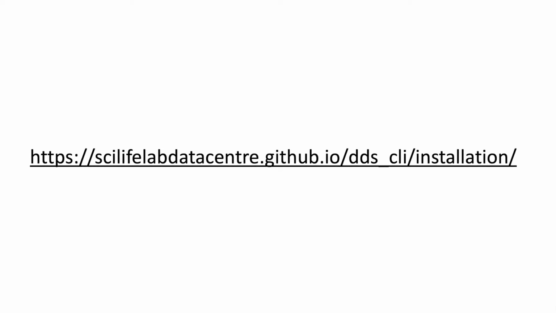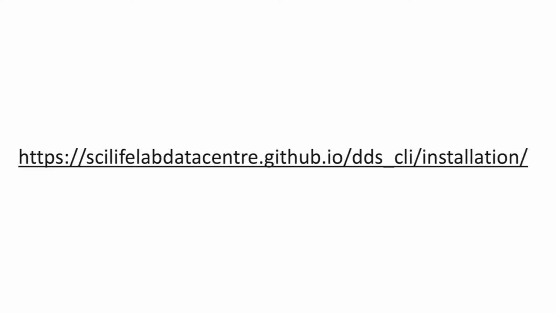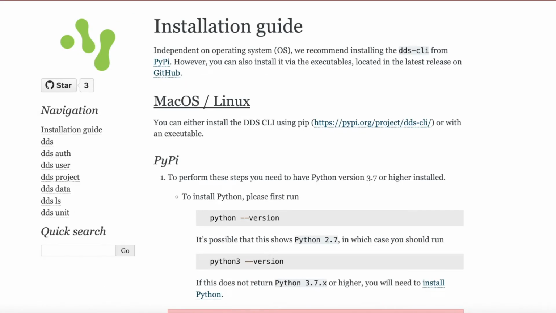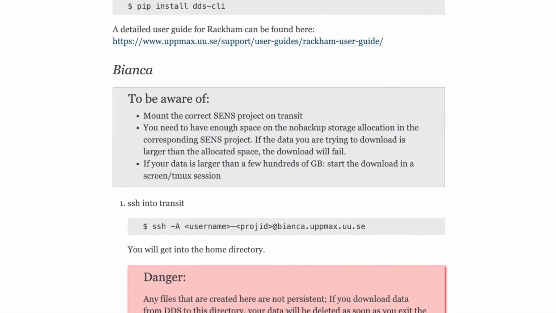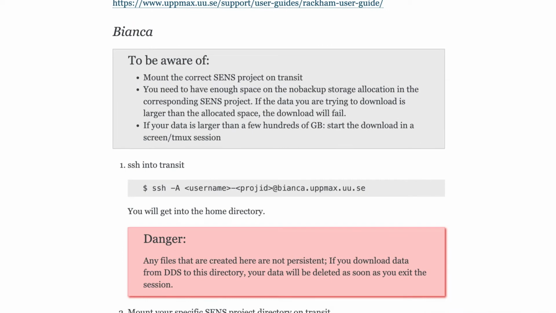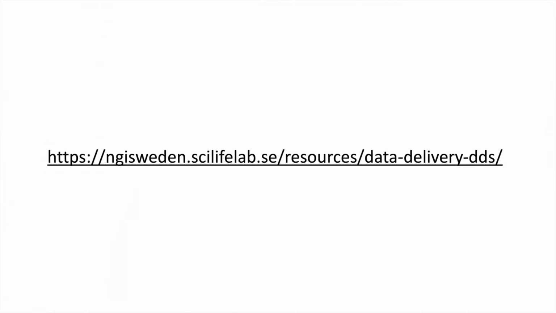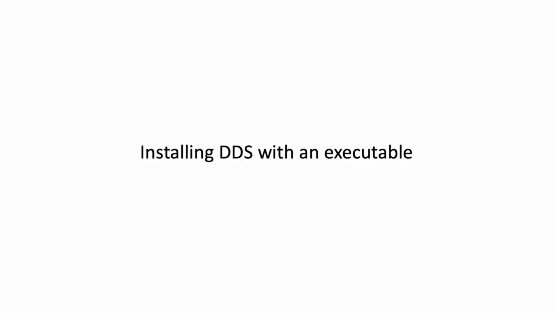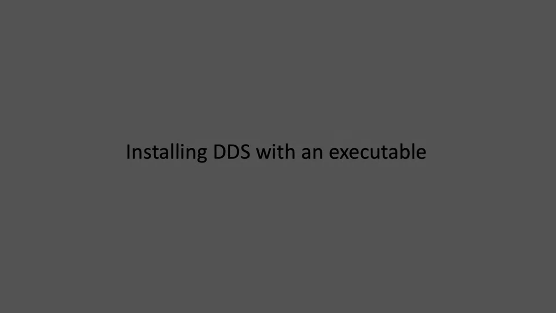Now, this is different for Bianca, and there are special instructions for Bianca here on this page. And please visit the same page to also find executables for Mac, Linux, and Windows. These links are also found on the NGI website along with more information. Then, when you have downloaded the executable file, you go to your terminal to install DDS according to the instructions.